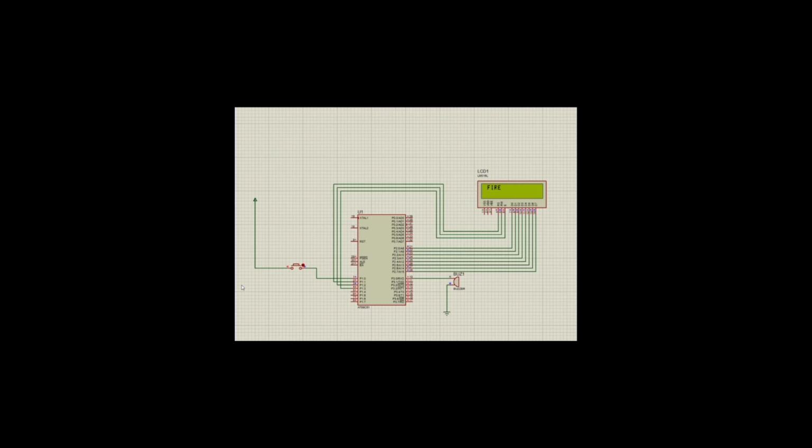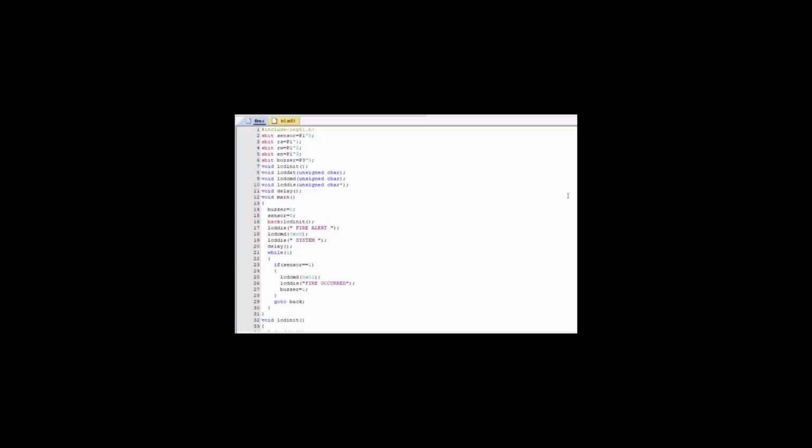We have done a simulation project on fire alert system using the 8051 microcontroller. This is the circuit, and the circuit comprises a sensor, a microcontroller, a buzzer and an LCD display. When the sensor detects a fire, it sends a signal to the microcontroller which in turn gives the input to the buzzer and it starts buzzing, and the LCD displays the occurrence of a fire. This is the code that we have used.